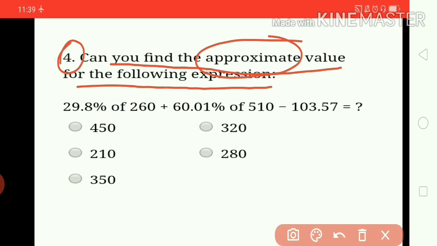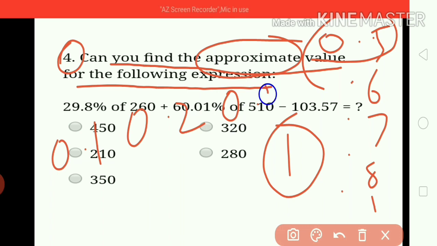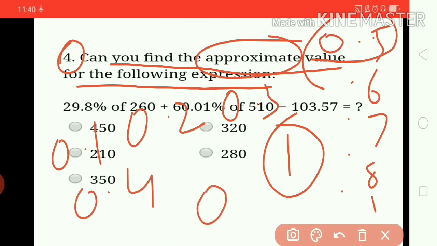Approximate means we have to round off. Let me tell you the rule of rounding off. If you have a number that has 0.5 or more than 0.5, like 0.6, 0.7, 0.8, we will take the next number, so it will be 1. If we have 0.1, 0.2, 0.3, 0.4, we will take it as 0. This is the approximation, right? So let us start.